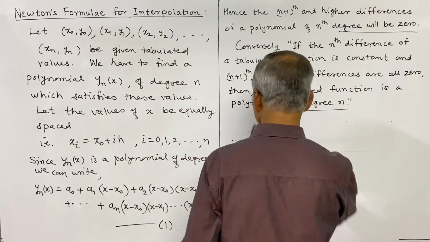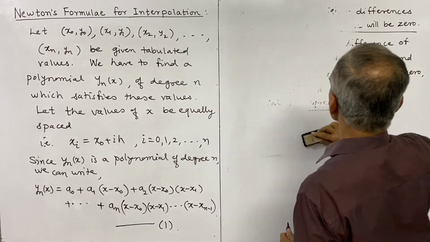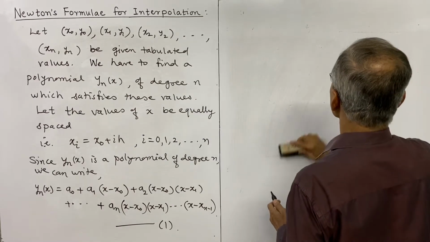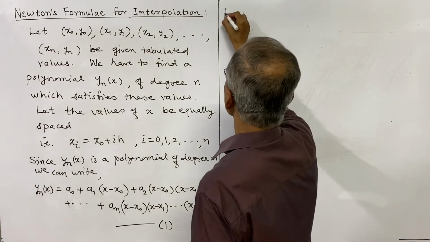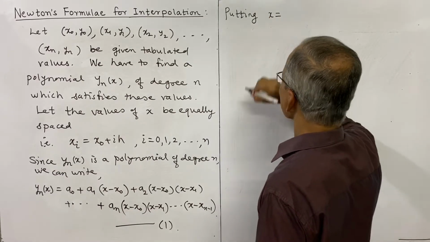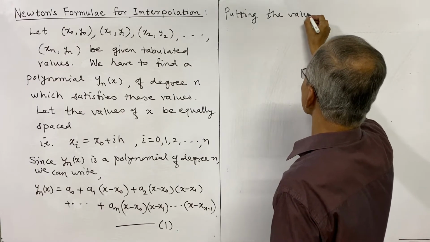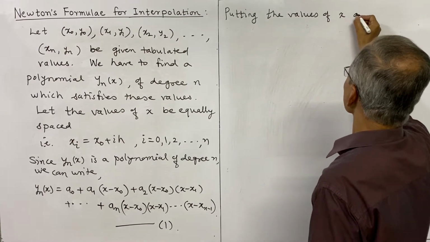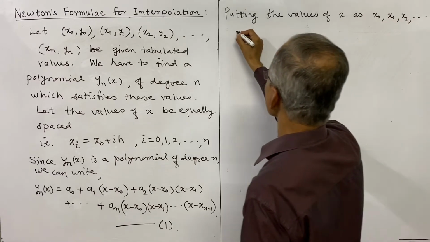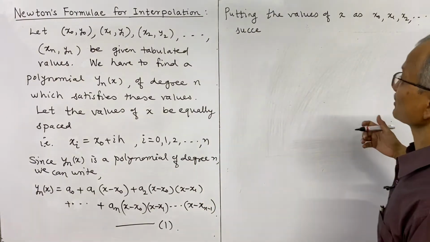Now what we shall do is put the values of x as x naught, x1, x2 in succession, or successively, not at the same step, but in different steps in succession.